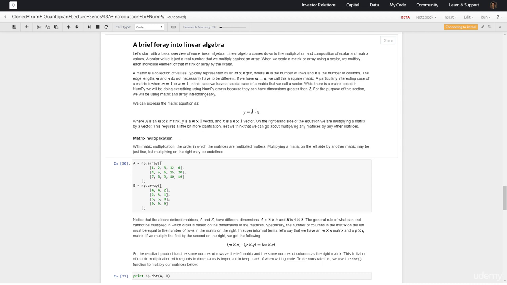In order for you to be able to multiply A and x, the second one, okay, this is row, this is column, the column of the first one must equal to the row of the second one. On the right hand side of the equation, we are multiplying a matrix by a vector. This requires a little bit more clarification, lest we think that we can go about multiplying any matrix by any other matrices. So let's dig into this.